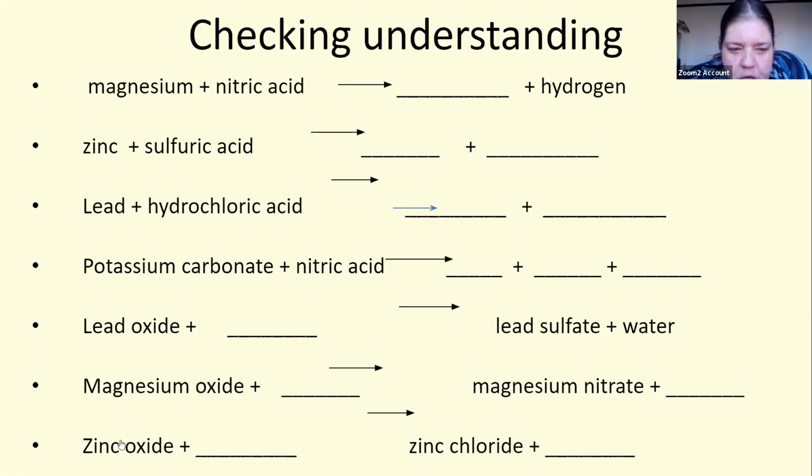And my next one has got 2 gaps. Magnesium oxide plus which acid produces magnesium nitrate plus question mark? What are the 2 missing words? And I want you to type them in the correct order. So what's the acid and what's the other product? And then that'll be the last one we'll do. I'll leave the bottom one because many can't see it.